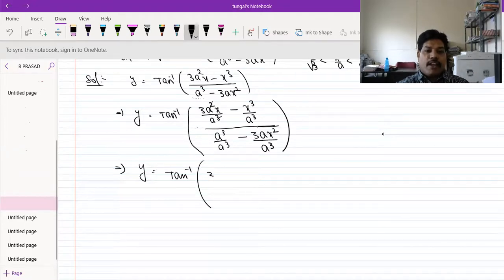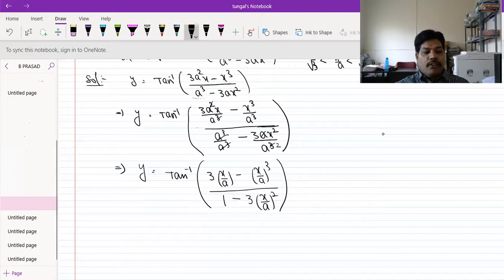here this a square and the power will be cancelled. So the remaining value is 3 into x by a, minus x cube by a cube, which you can write as x by a whole cube, by 1 minus, here this a cube will be cancelled, a cube is there, you can cancel that square, so it will become 3 into x square by a square, which you can write as x by a whole square. So what I will do here.